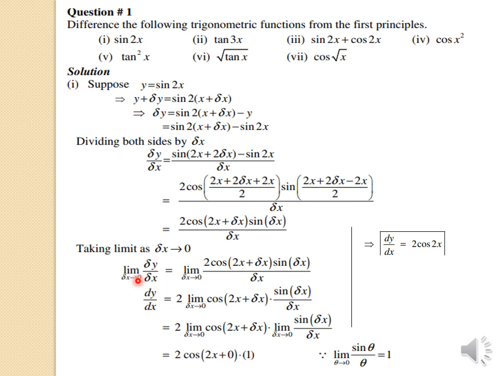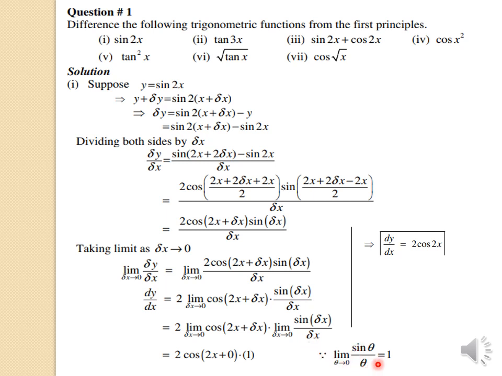Now taking the limit delta x equals 0 on both sides. We take the limit delta x equals 0 on the left-hand side as well as on the right-hand side. So student, after applying the limit, delta y upon delta x converts into dy upon dx. Here we take 2 as common and apply the limit on these functions. After applying the limit on these two terms separately, the first is the limit as delta x approaches 0 of cos of 2x plus delta x, and similarly the limit as delta x approaches 0 of sine delta x upon delta x.